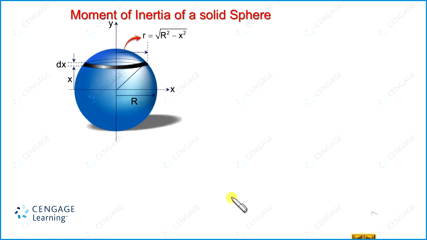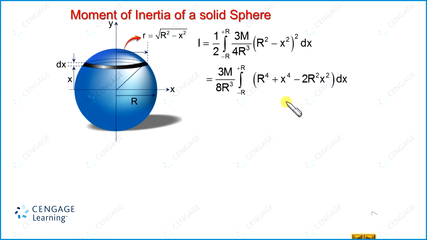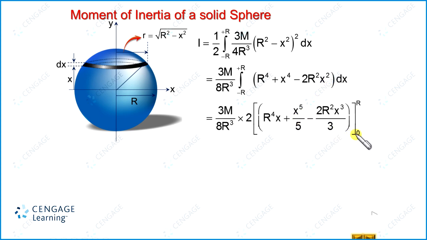Let us write this integral on the next page. We can expand this relation. On expansion it will be equal to R to the power 4 plus x to the power 4 minus 2 R squared x squared. Now we can simplify. After integration, we will get R to the power 4 multiplied by x to the power 5 divided by 5 minus 2 R squared x cubed divided by 3, right? And the limit is 0 to R, multiplied by 2, right?